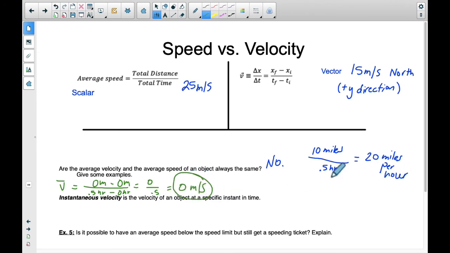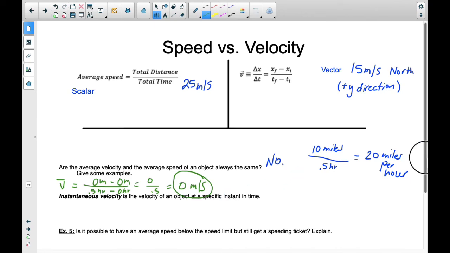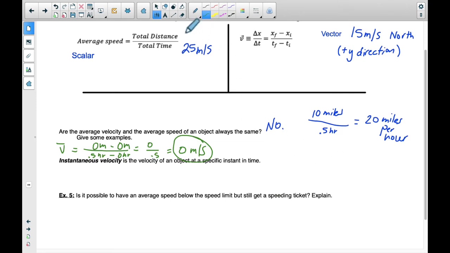Your speed, your average speed, was 20 miles per hour. Your average velocity is 0 meters per second. So there is a difference there between average velocity and average speed. Okay, instantaneous velocity compared to average velocity.